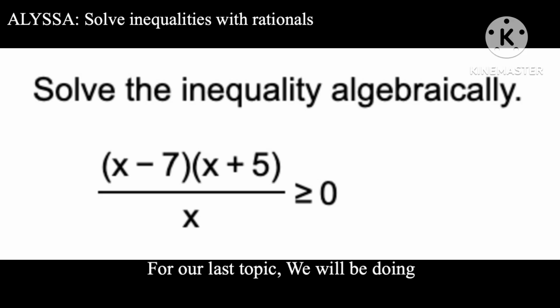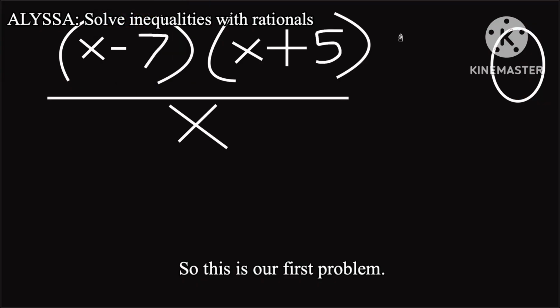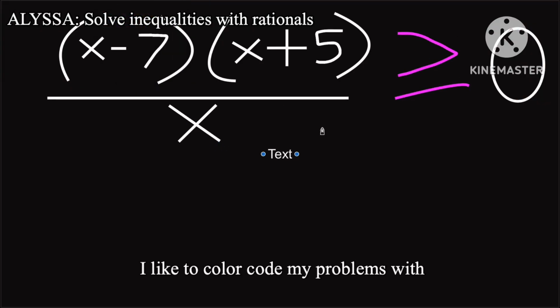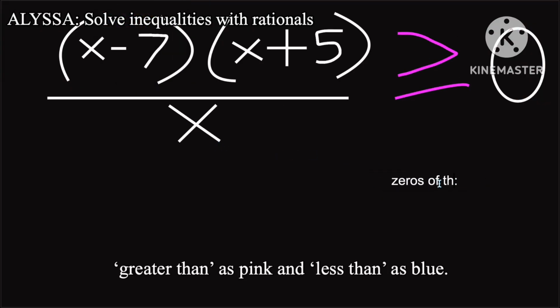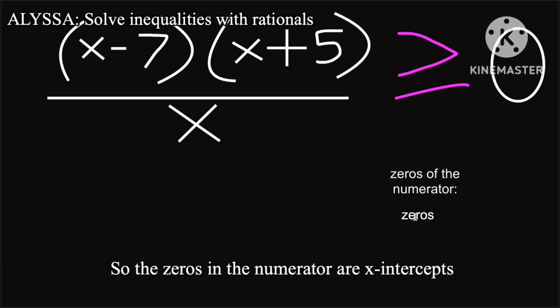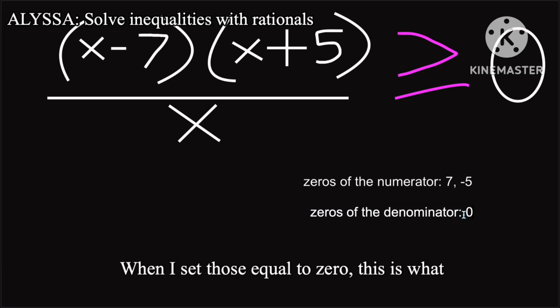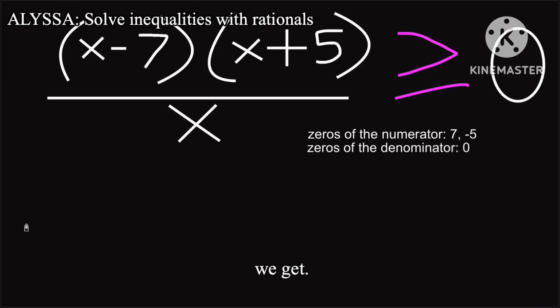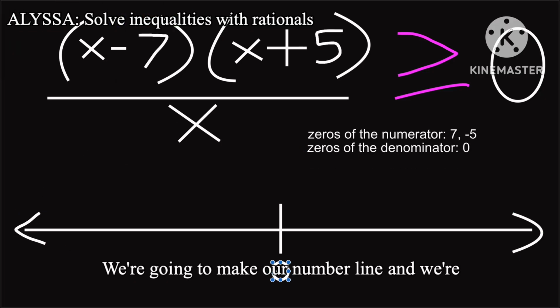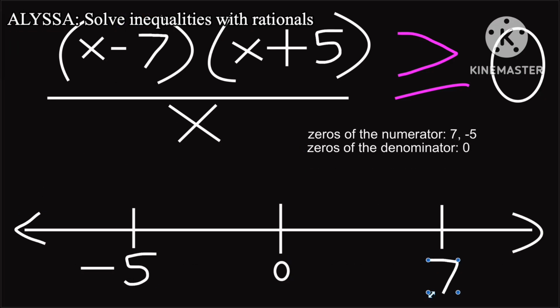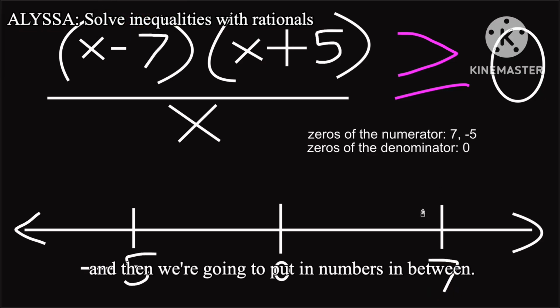For our last topic, we'll be doing inequalities with rationals. So this is our first problem. I like to color code my problems with greater than as pink and less than as blue. So the zeros of the numerator are x-intercepts, zeros of the denominator are asymptotes. We're going to set those equal to 0. And this is what we get. We're going to make our number line, and we're going to put all our zeros in there and our asymptotes. And then we're going to put in numbers in between.